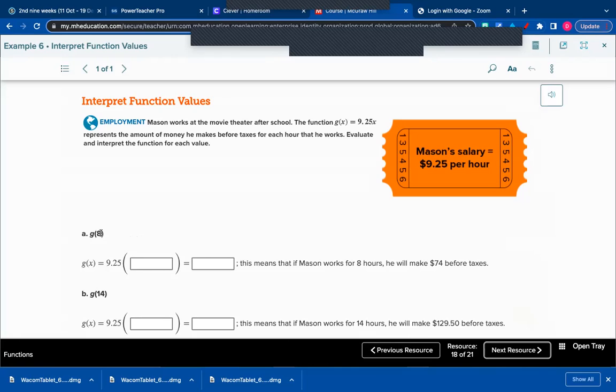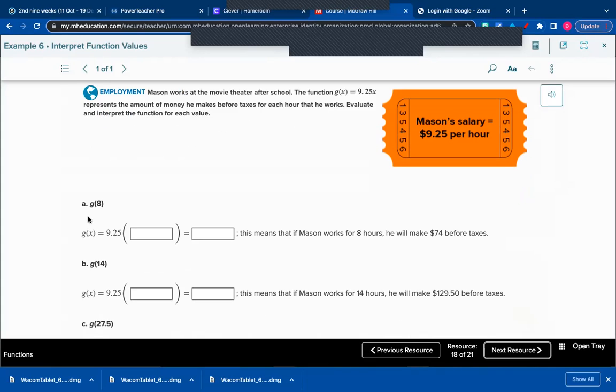So A, g of 8. That means x is 8. That means he works 8 hours. So g of x is, there's our function value, 9.25x. So 9.25 times 8, which equals 74. That means he's going to make $74. g of 14, 9.25 times 14, which is 129.50.